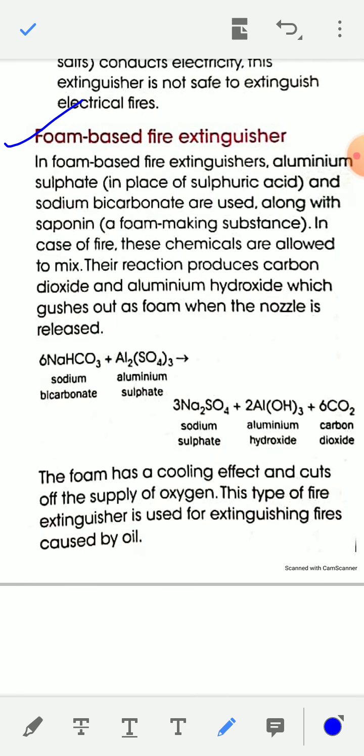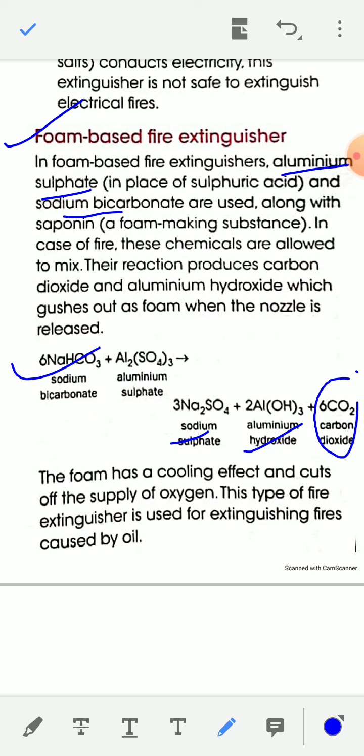Okay, now the foam-based fire extinguisher. In the foam-based fire extinguisher, aluminium sulfate, in place of sulfuric acid, and sodium bicarbonate are used, along with saponin, a foam-making substance. In case of fire, these chemicals are allowed to mix. Their reaction produces carbon dioxide: sodium bicarbonate plus aluminium sulfate, Al2(SO4)3. The products are sodium sulfate, aluminium hydroxide, and carbon dioxide.